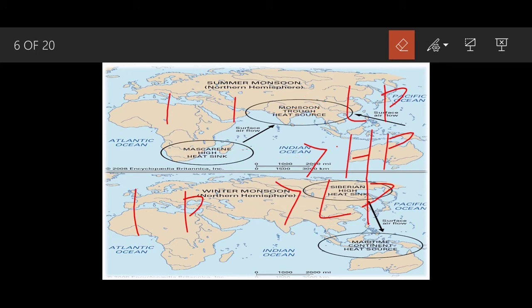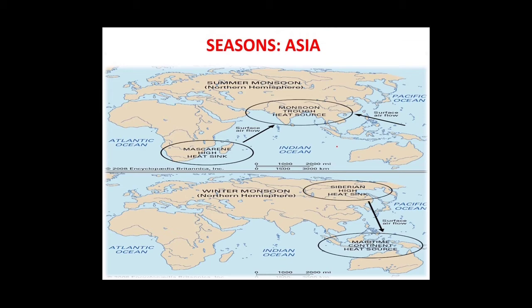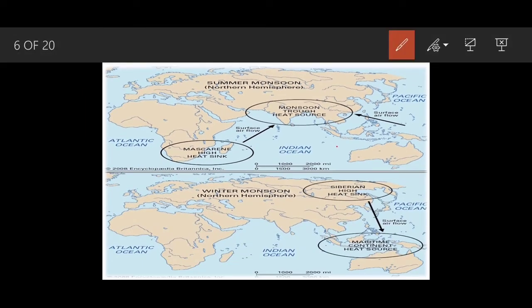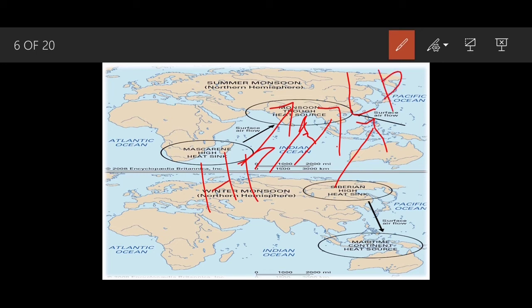during summer, the winds blow from sea to land. See, I am using the pen so that you can understand it in a better way. So from the Indian Ocean to the Asian continent, the wind is moving. This is because the ocean is having high pressure and the land is having low pressure. I hope this is clear.